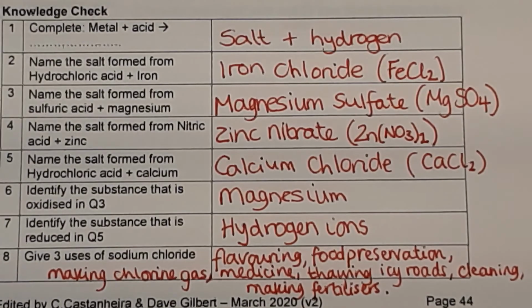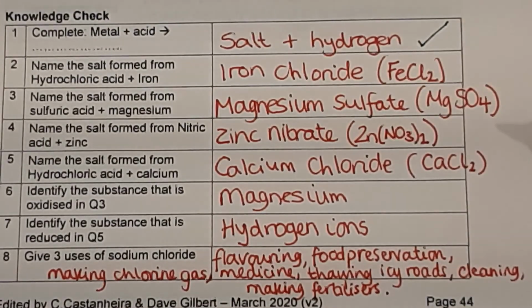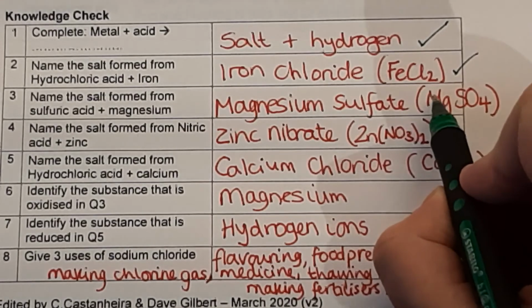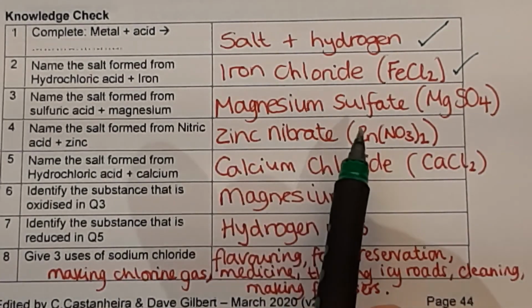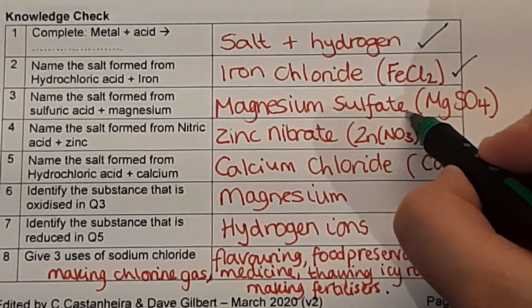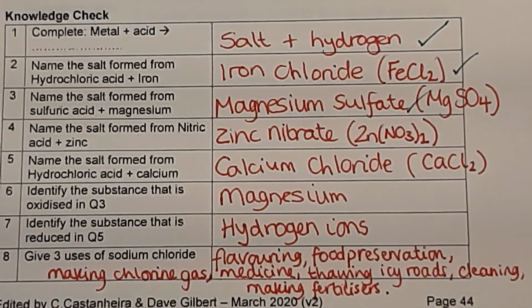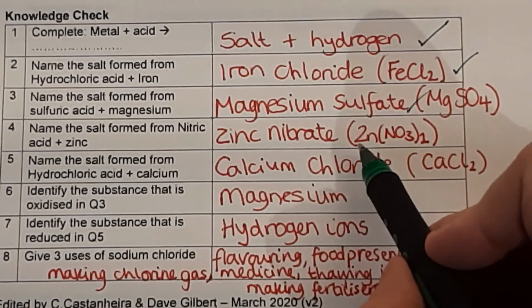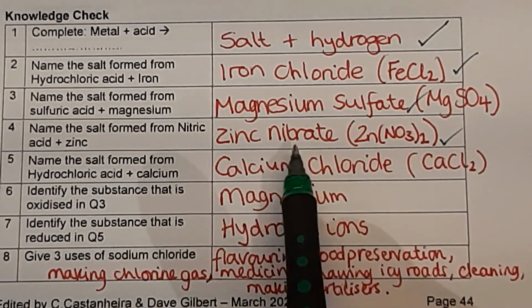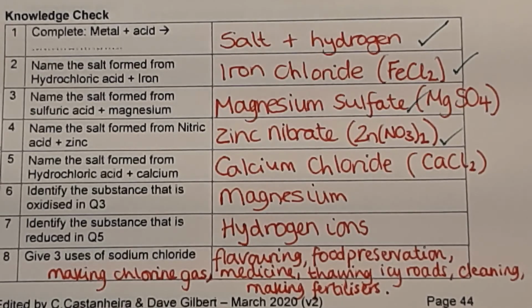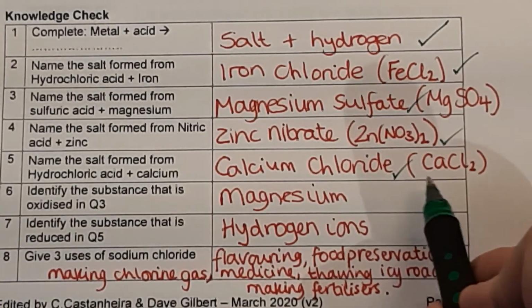Okay, let's go through those. Question 1. Metal plus acid makes a salt plus hydrogen. The salt formed from hydrochloric acid and iron is iron chloride, or FeCl2. The salt formed from sulfuric acid and magnesium is magnesium sulfate, or MgSO4. Question 4. The salt formed from nitric acid and zinc is zinc nitrate, Zn(NO3)2. Either the words or the formula is acceptable. You don't need both. Question 5. The salt formed from hydrochloric acid and calcium is calcium chloride, CaCl2.